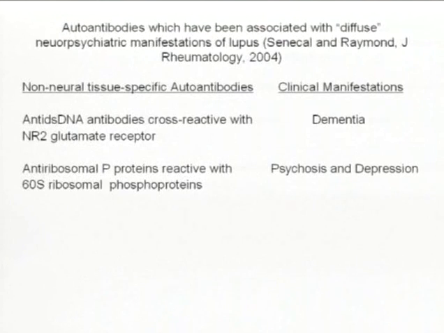So these are two of the autoantibodies that have been reported to be associated with neurologic disease. Betty Diamond at Columbia reported a subset of anti-double-strand DNA antibodies cross-reactive with the NR2 glutamate receptor, which has been associated in a single patient with dementia. Anti-ribosomal P proteins were the first autoantibody to be associated with a neuropsychiatric syndrome in lupus, and they've been associated in some case reports with psychosis and depression. Again, these both require further validation.